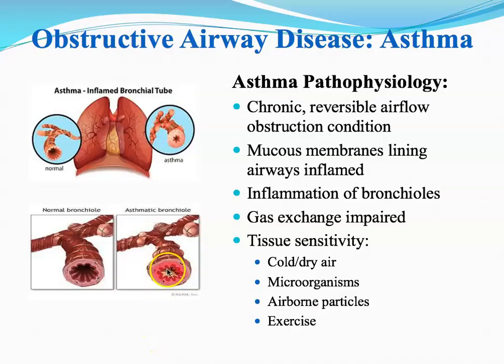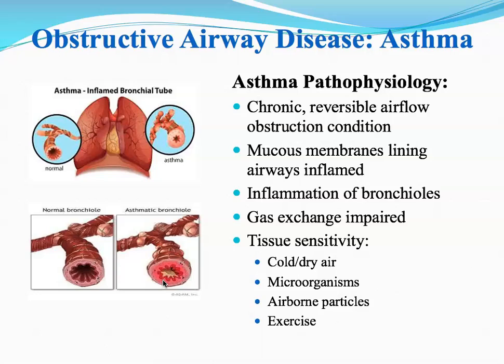If you look at this image down here on the bottom left, you'll see here's a normal open airway or bronchiole, whereas on the right, there's an asthmatic bronchiole. This little area right here is some mucus that's built up, and then of course we have the inflammatory response there as well. Because of this, it's going to cause impaired gas exchange. The individual is not going to be able to exhale all of that CO2 because they have inflammation and mucus in the way of doing that.